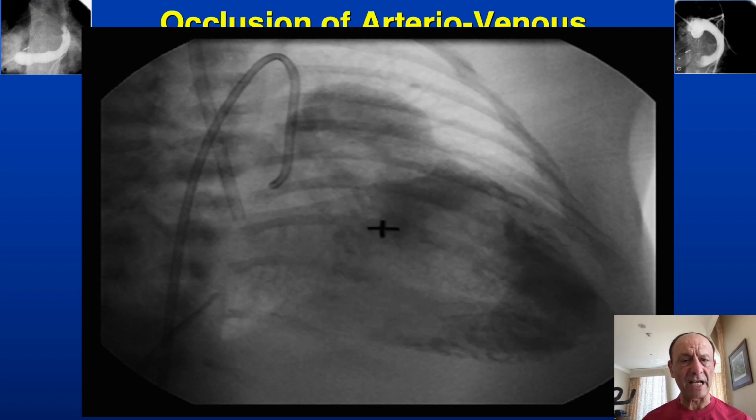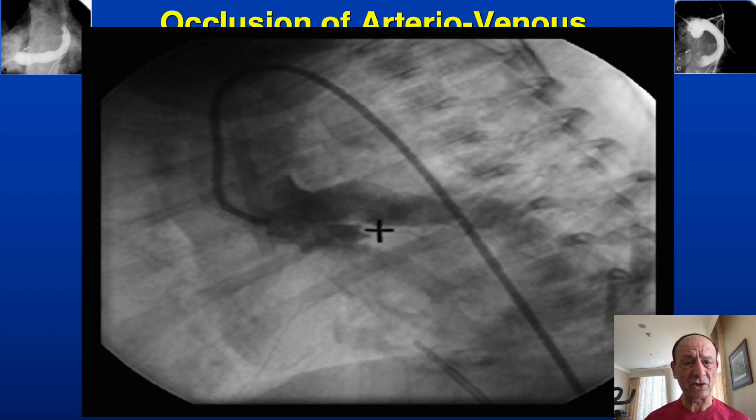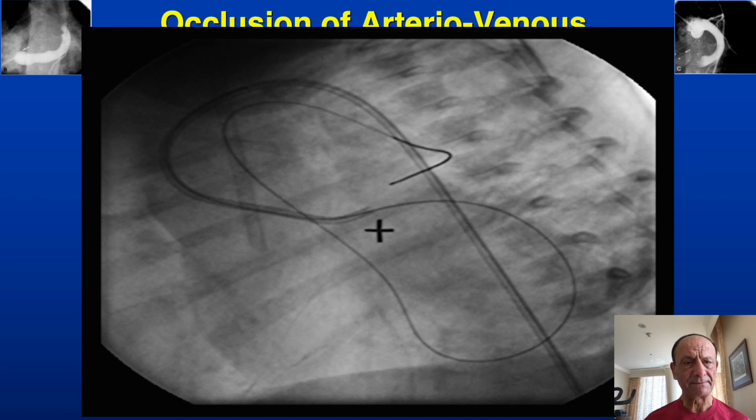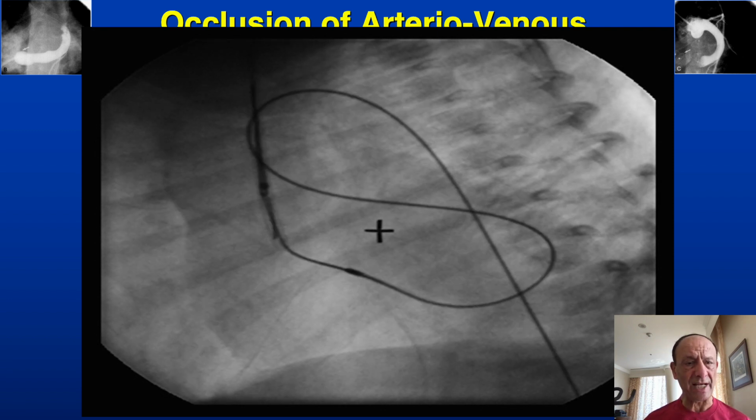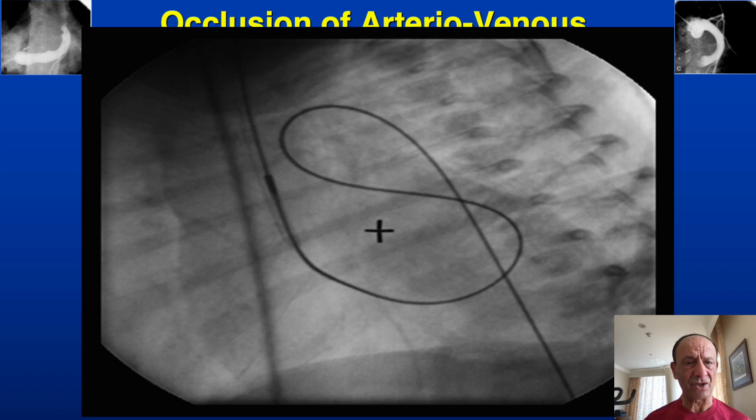This is the first angio. Look at the size of this fistula, massive fistula. So we crossed and snared from the IJ. You can see the snaring from the IJ.